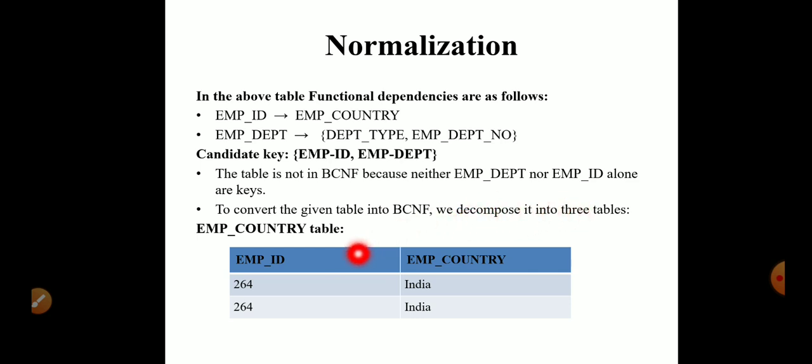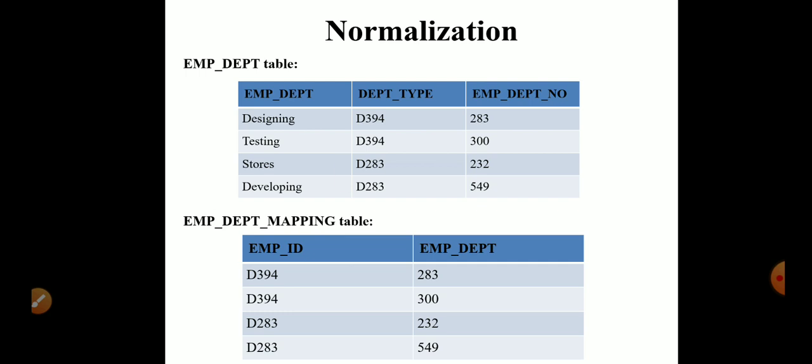The first table will be the employee country table. It consists of attributes employee ID and employee country. The second table is the employee department table, where you have the attributes employee department, department type, and employee department number. The third table is employee department mapping, with employee ID and employee department. So now the table is in Boyce-Codd normal form.